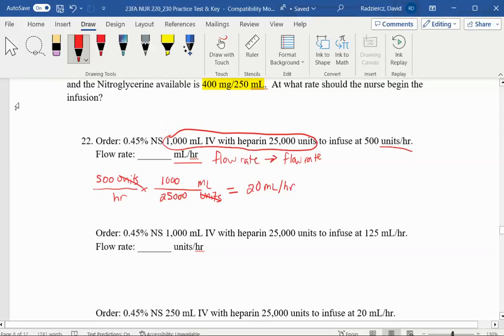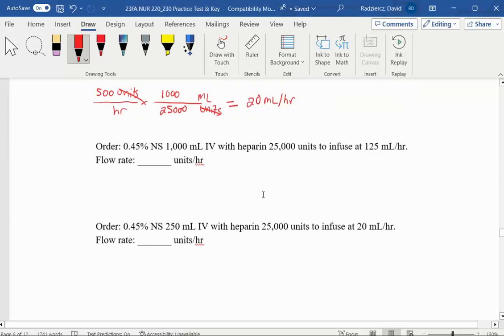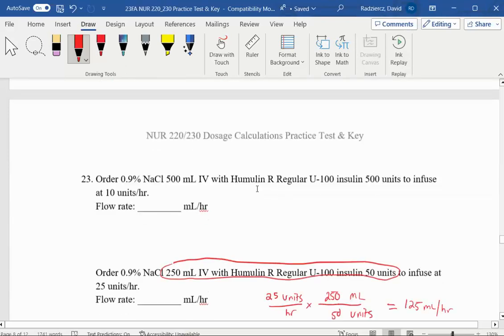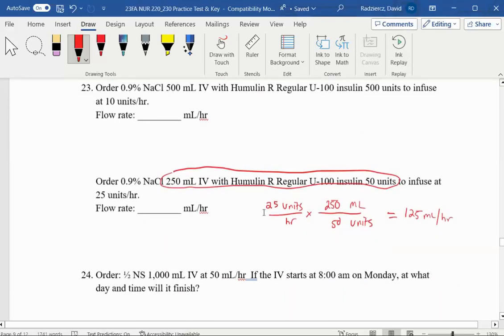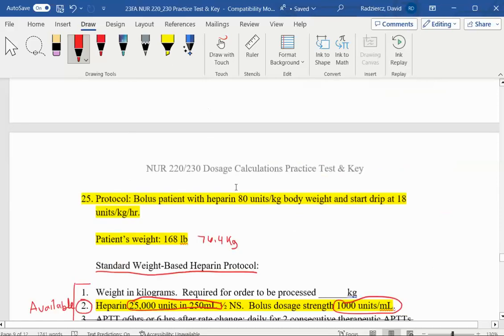All right, so I wanted to show you that first, because for any of these questions, you're going to do the exact same thing, including insulin. All I did was go from one flow rate type, units per hour, to another flow rate type, milliliters per hour, and I used my IV as my available. All right, so let me go to the heparin protocol.